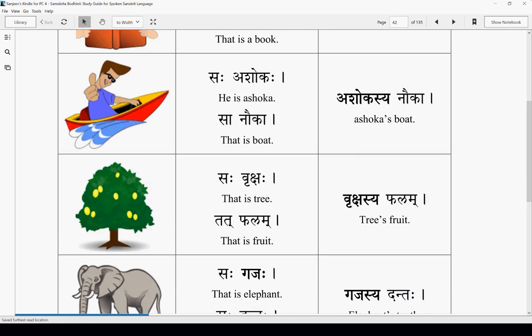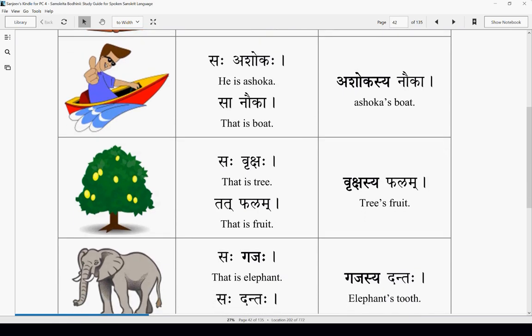Then what else? Lakshmi Bhagini, you can read the next one. Saha Vrikshaha, which means that is a tree. Tat Phalam, that is fruit. Tree's fruit is Vrikshasya Phalam.